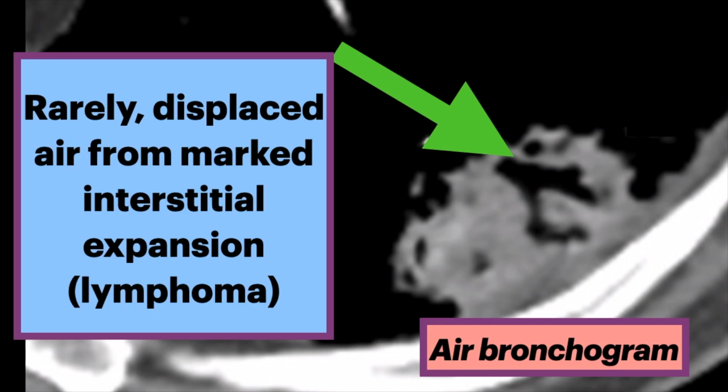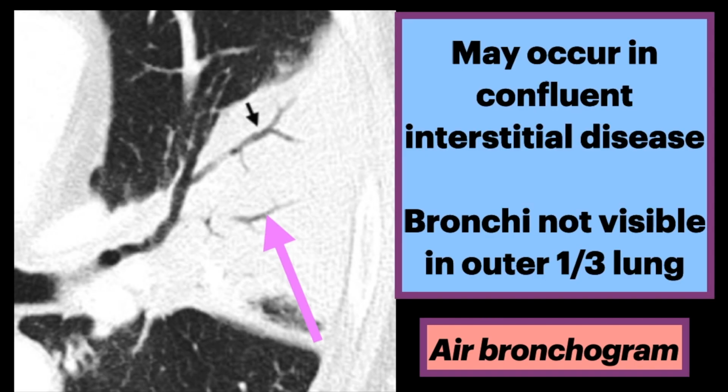In rare cases, the displacement of air is the result of marked interstitial expansion, such as from lymphoma. Here, in this adult male with a left lower lobe nodule and intrinsic air bronchogram, biopsy confirmed a low-grade B-cell lymphoma, the most common type of primary pulmonary lymphoma. Air bronchograms may occur in confluent interstitial disease, and bronchi are not normally visible in the outer one-third of the lung.